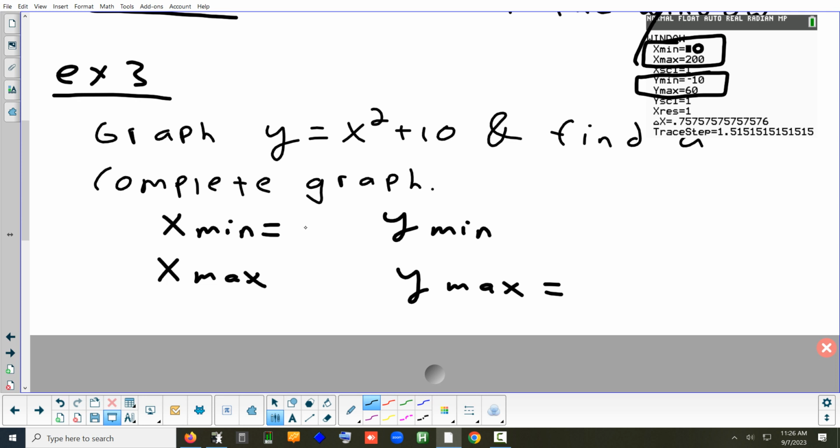So negative 20 to 20 and negative 20 to 20.